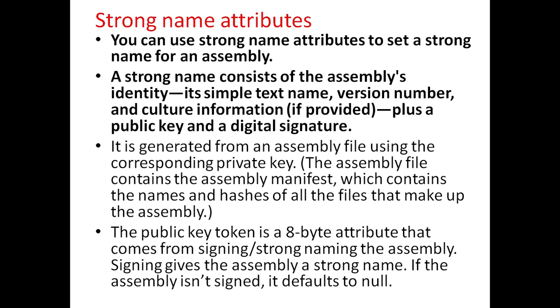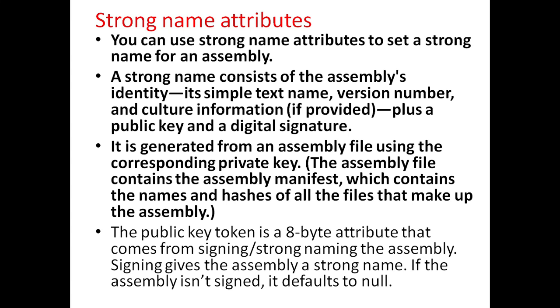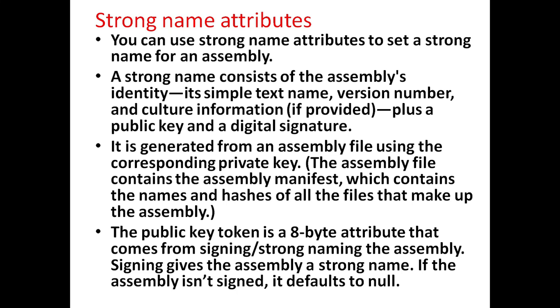A strong name consists of the assembly's identity. It is a simple text name, version number, and culture information, plus a public key and a digital signature. It is generated from an assembly file using the corresponding private key. The public key token is an 8-byte attribute that comes from signing or strong naming the assembly. Signing gives the assembly a strong name. If the assembly isn't signed, it defaults to null.